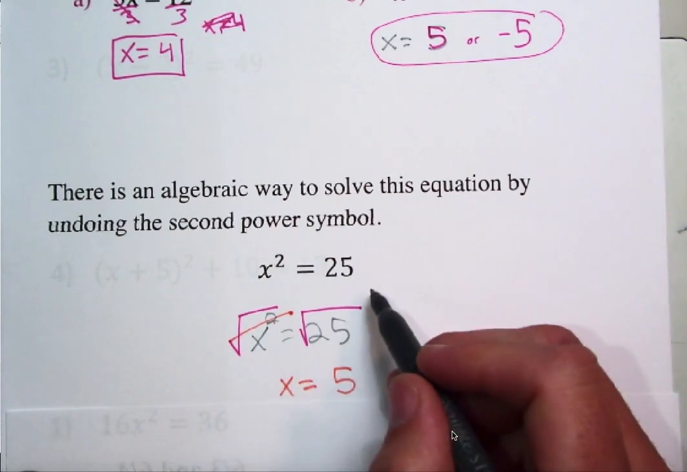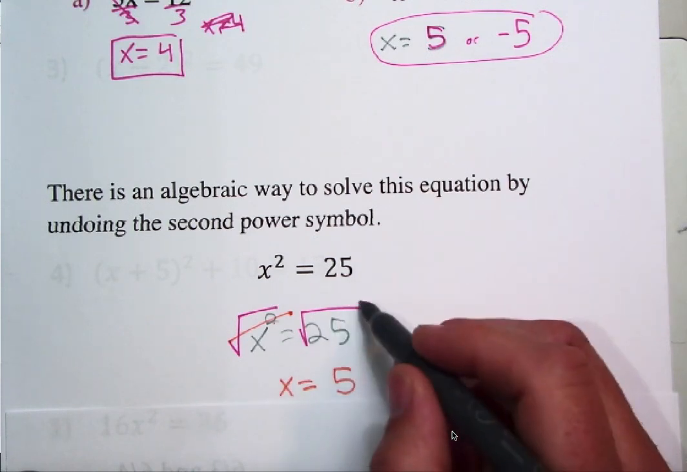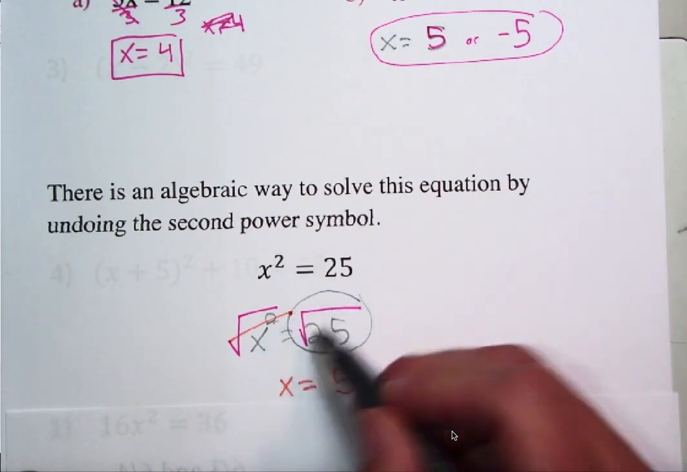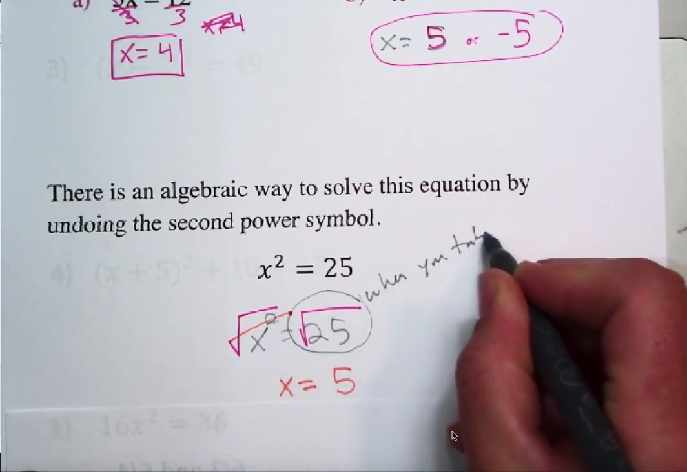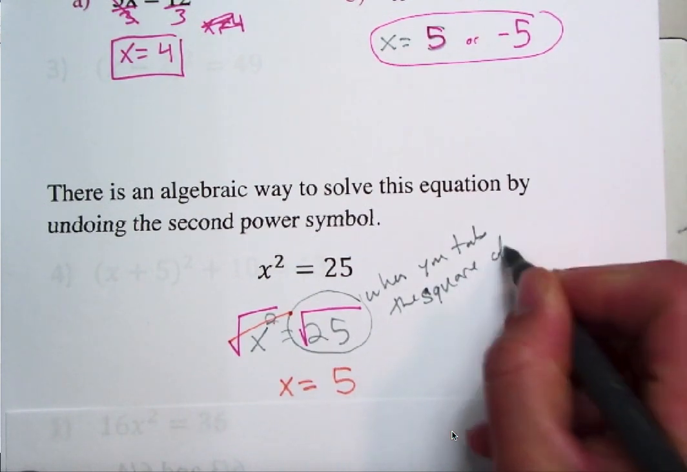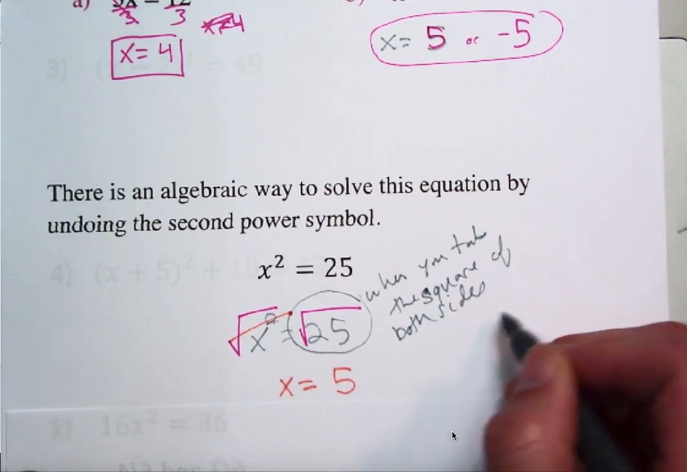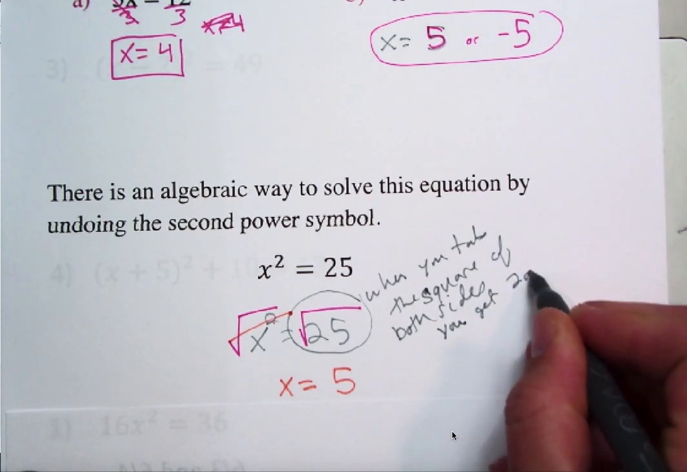And this is why we haven't showed you up until this point, maybe in 8th grade. Teachers might have taught you earlier, maybe just if you had extra time. But when you take the square root of both sides, you get two answers.